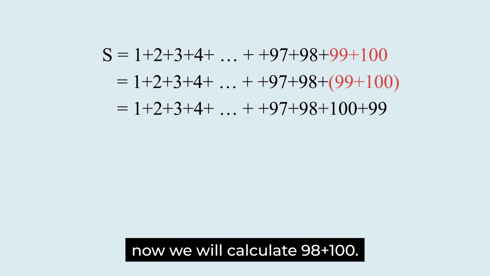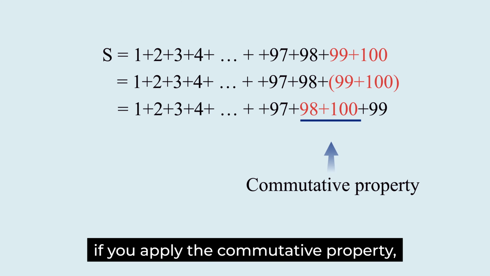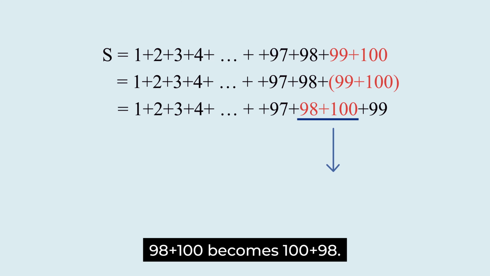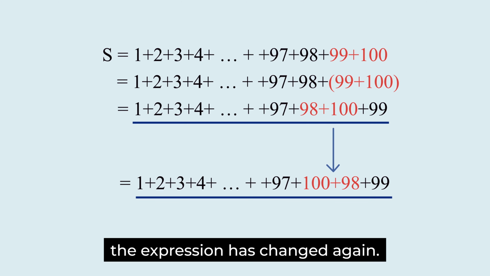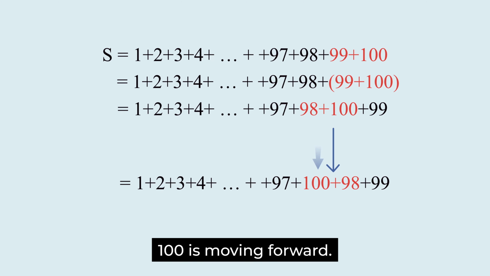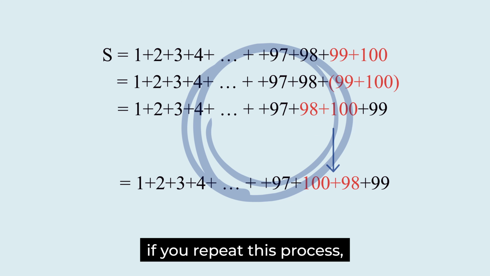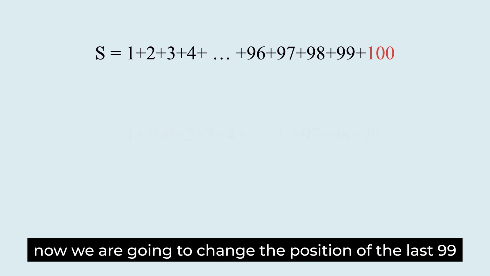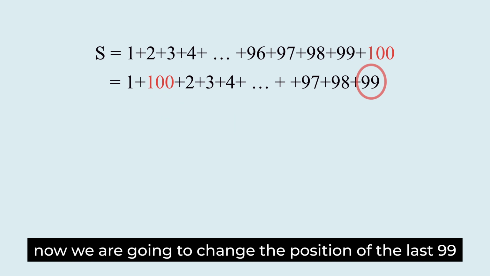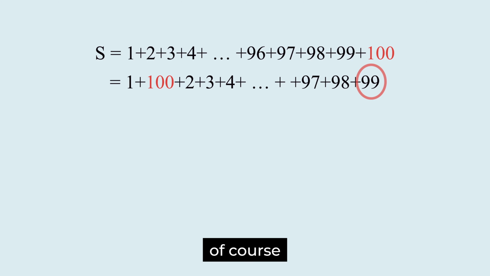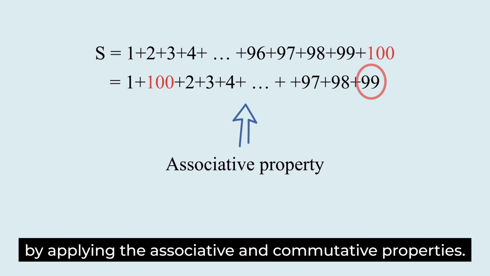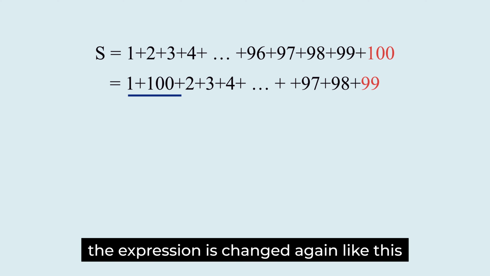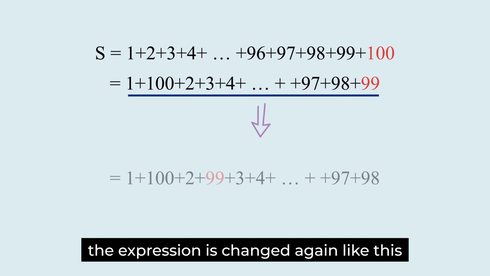Now, we will calculate 98 plus 100. If you apply the commutative property, 98 plus 100 becomes 100 plus 98. The expression has changed again. 100 is moving forward. If you repeat this process, the original expression can be changed like this. Now, we are going to change the position of the last 99 like 100. Of course, by applying the associative and commutative properties. The expression is changed again like this.